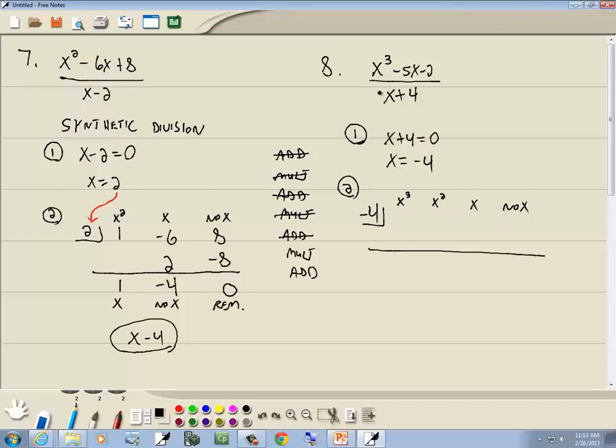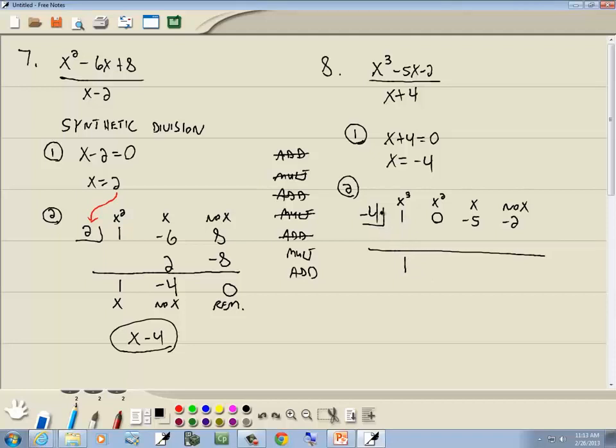Now the number that's in front of our x to the third is 1. We don't have an x squared, so we put a 0. So if you're missing any powers, you have to put a 0 there. Before the x is a negative 5, and our no x, our constant term, will be a negative 2. Now we want to go through a series of adding, multiplying over and over until we're done. I'll start at the far left here. 1 plus nothing is 1. Then we're going to multiply.